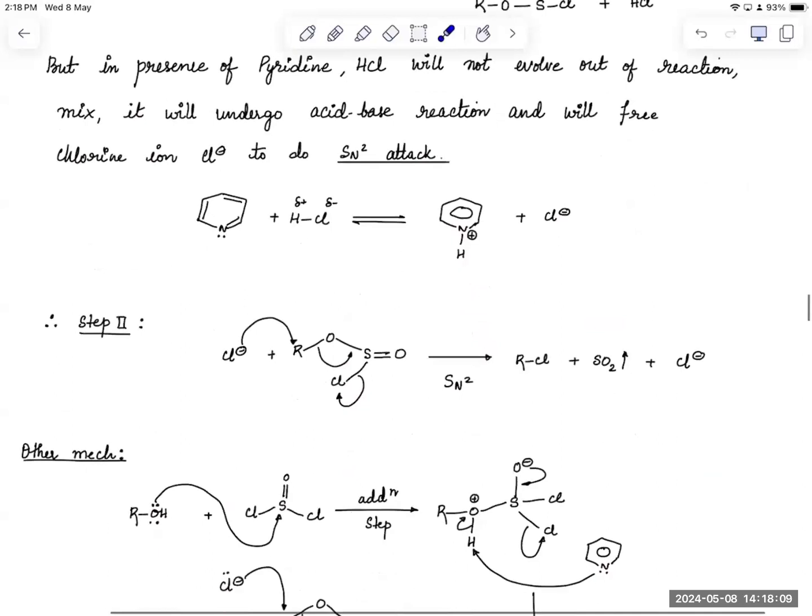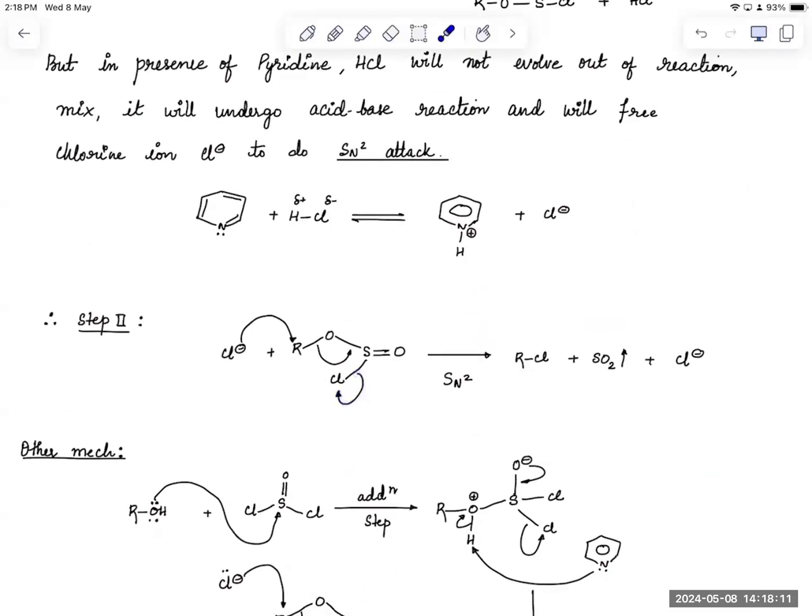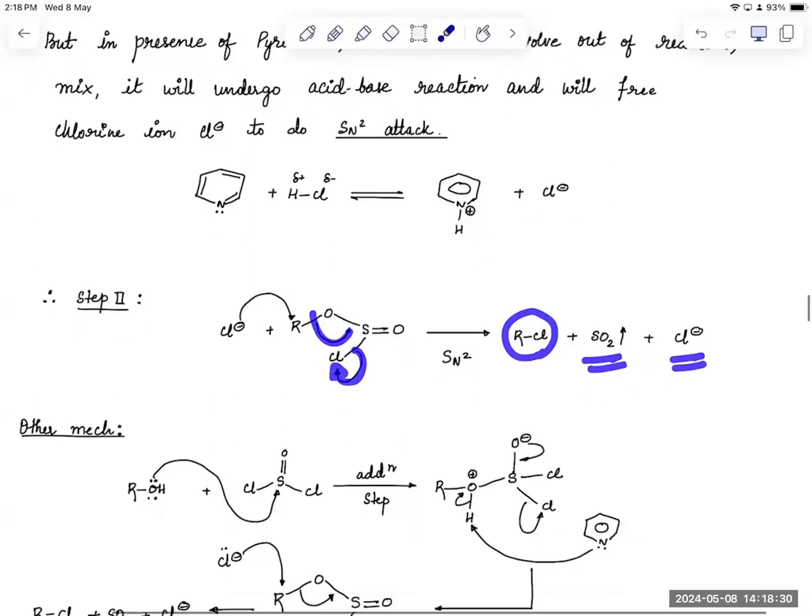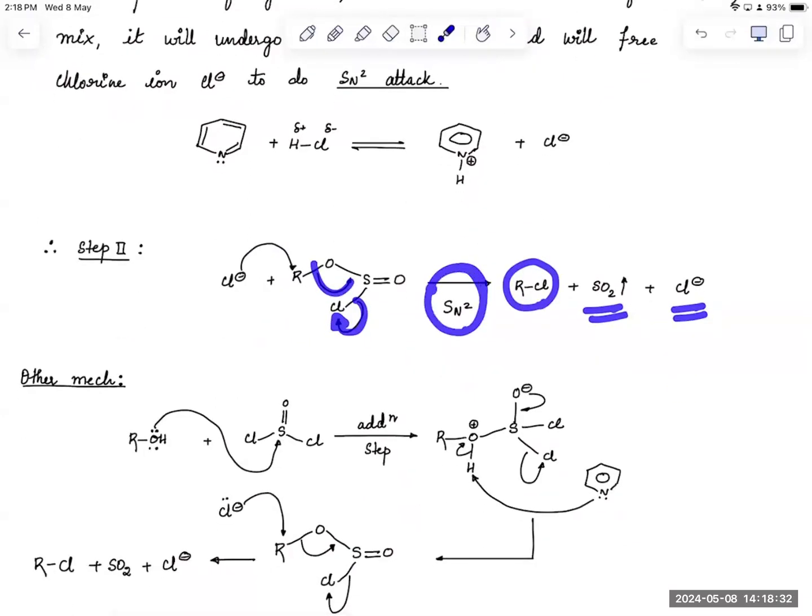So instead of internal attack now, the Cl minus will attack from the external source, because as a negative charge, it has a more nucleophilic nature to attack the alkyl group. So it will attack, this bond will break to make a double bond, and Cl minus will come out. So you will get RCl, SO2 and Cl minus. But this time it is via SN2 mechanism.